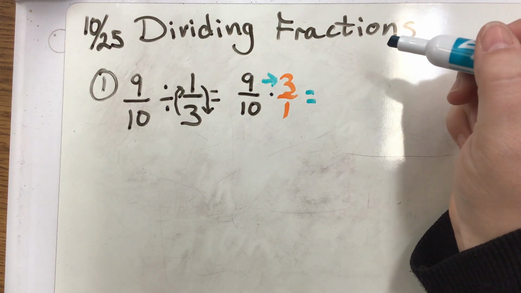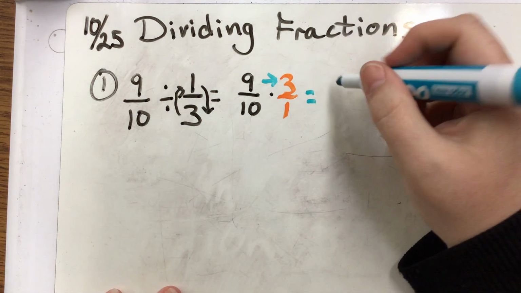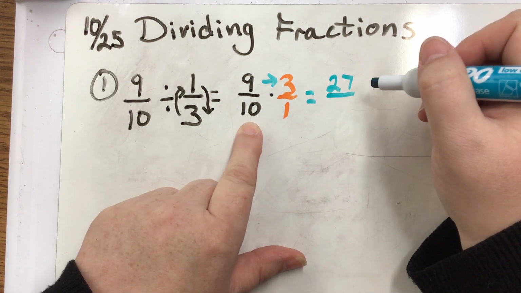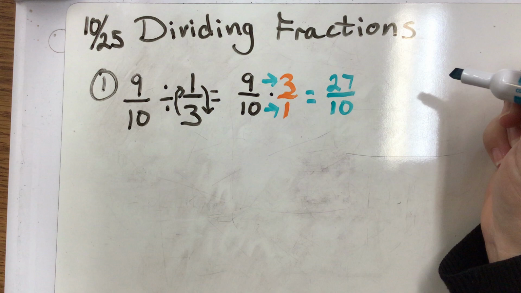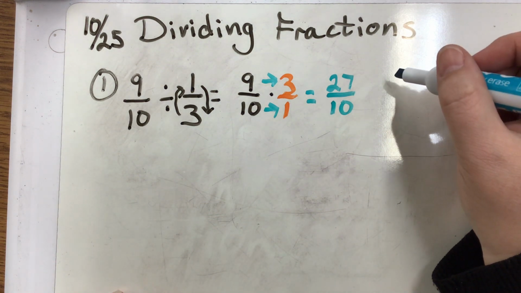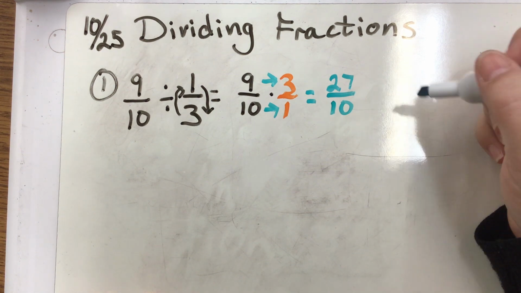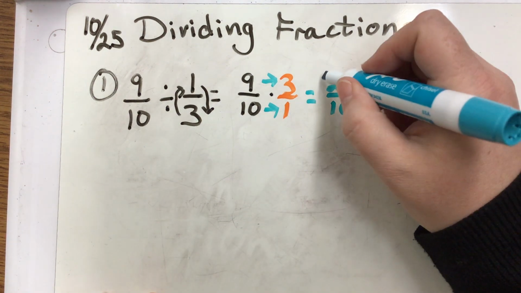9 times 3. If I don't know that, I'm going to pull out my handy dandy calculator and it's going to tell me the answer is 27. And then we're going to multiply straight across again. 10 times 1 is 10. Then I'm going to put this into my handy dandy Desmos, and it is going to tell me whether or not I can reduce this fraction. And I cannot. It is an improper fraction, but I can't reduce it. So that's going to be my final answer.